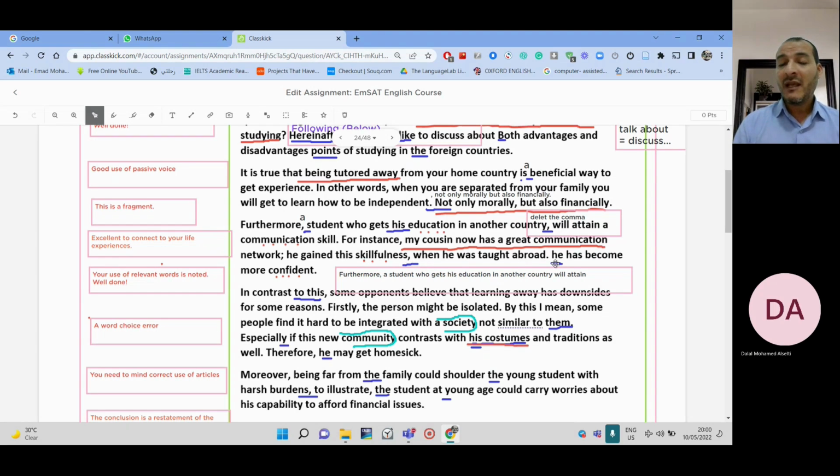Delete the comma here. And what about you wrote a period, like a full stop? So when you start a new sentence, what should you do here? What's wrong? Capital letter. That's it. He has become more confident.